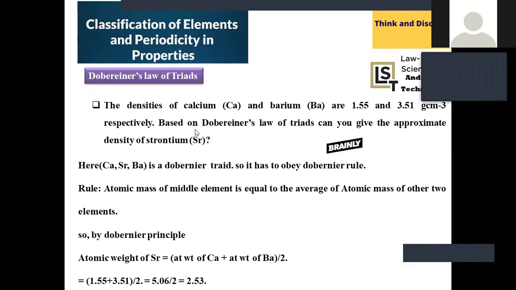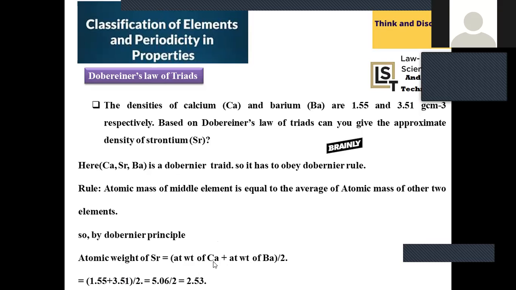What do we have to establish? For strontium, we have to establish the density. In a similar manner, just as we established it based on the average of the first and third element, in the same manner here also we can go with this. I collected this answer from Brainly. Thank you for this. Here, calcium, strontium, barium, these three are regarded as Dobereiner triads, so they obey the Dobereiner rule. What is the rule? The mean of the first and third element should be exactly equal to the second element. So by Dobereiner's principle, the atomic weight of strontium is the atomic weight of calcium plus the atomic weight of barium, divided by two.